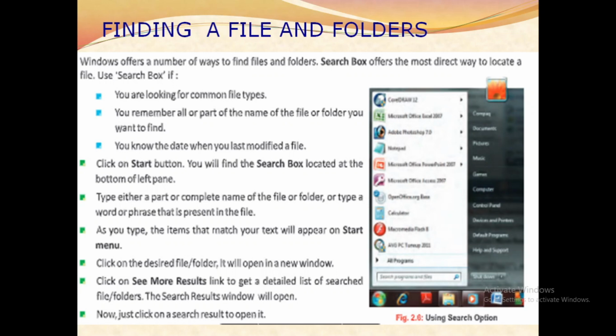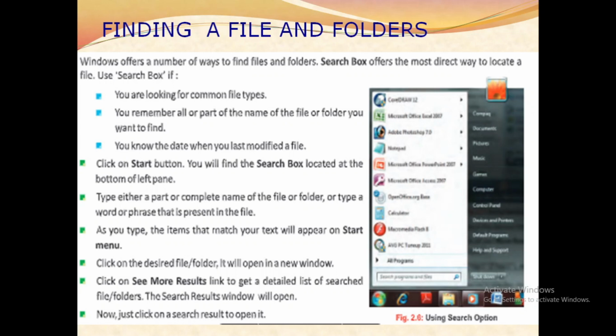So if I know that, then I can easily search, and you may know the date when you last modified a file. Already I told you in the different views how we can see the modification date, the size of the file, everything. So click on the start button. One more thing, you will find the search box located at the bottom of the left pane. Type either part of the complete name, the file type, folder, or a word or phrase present in the file.